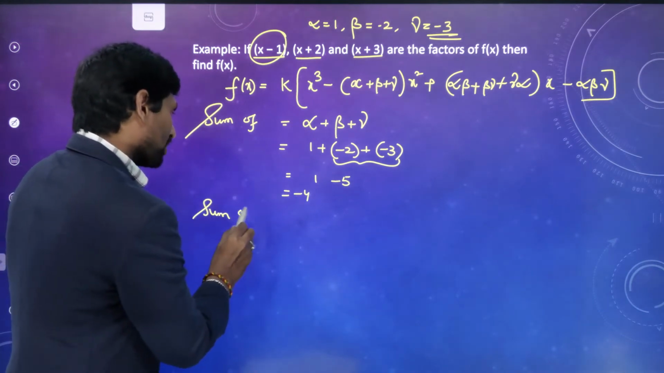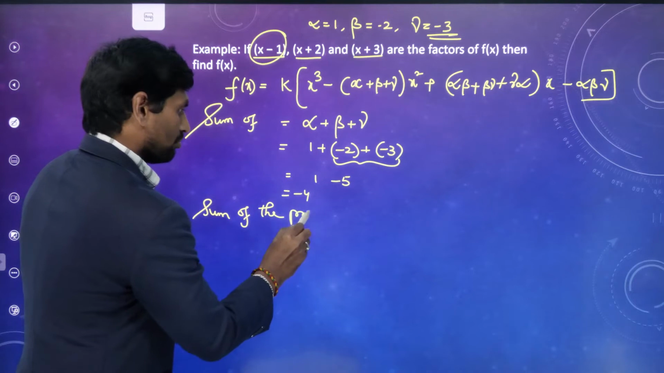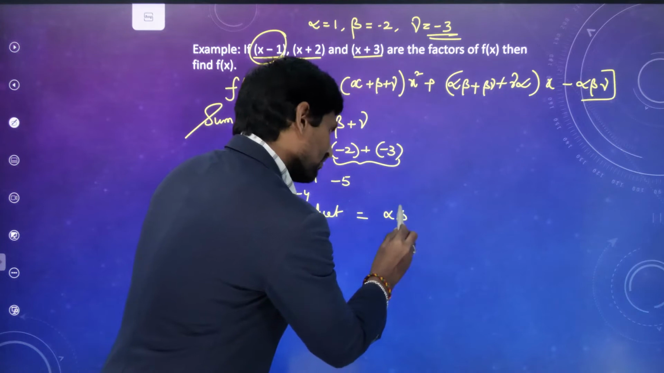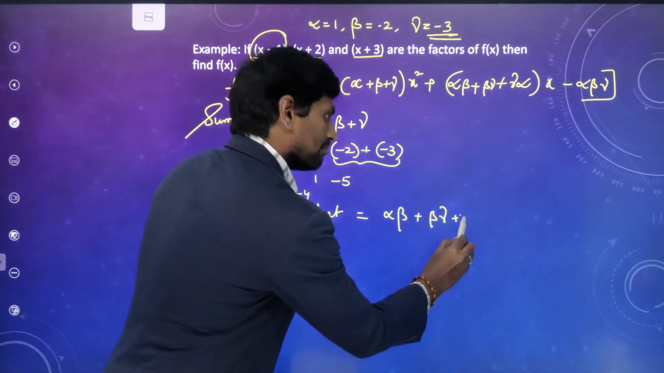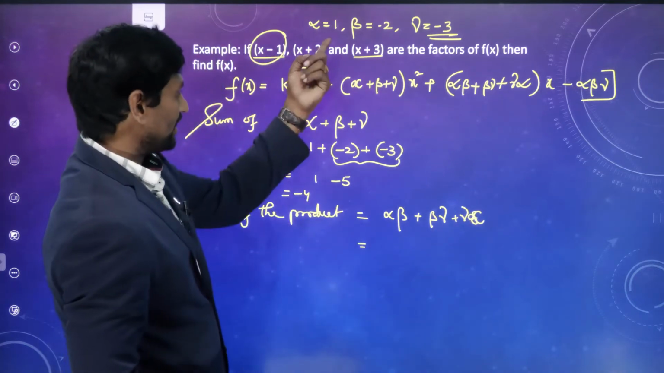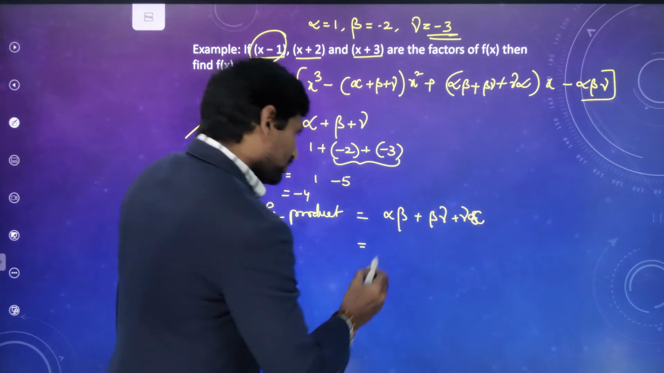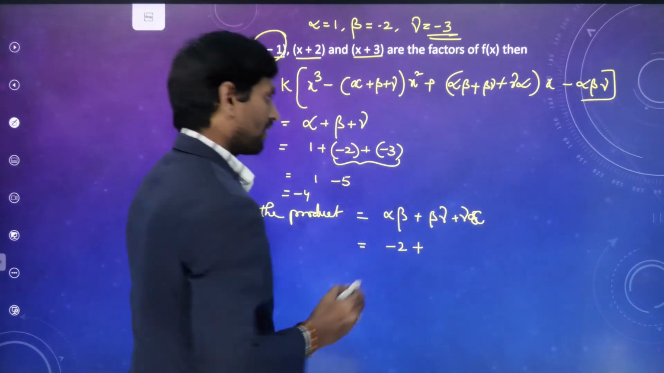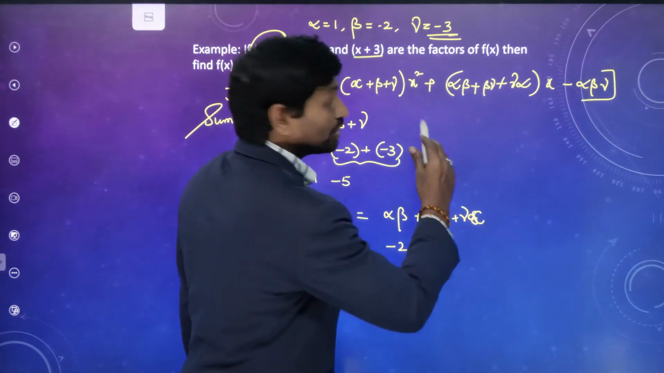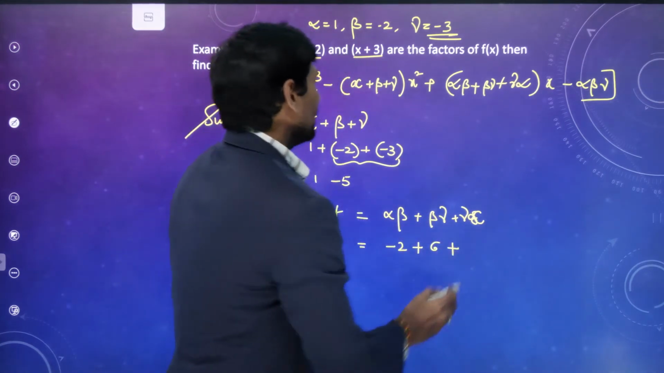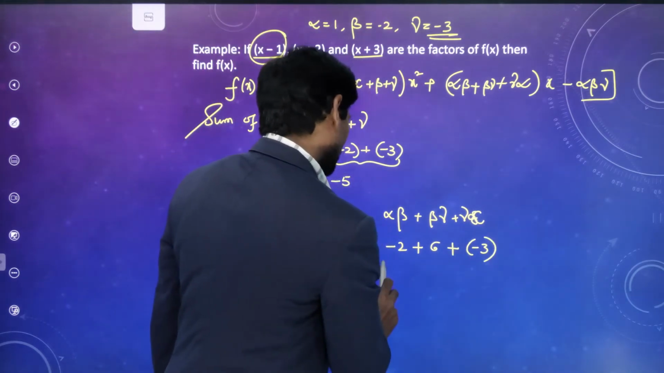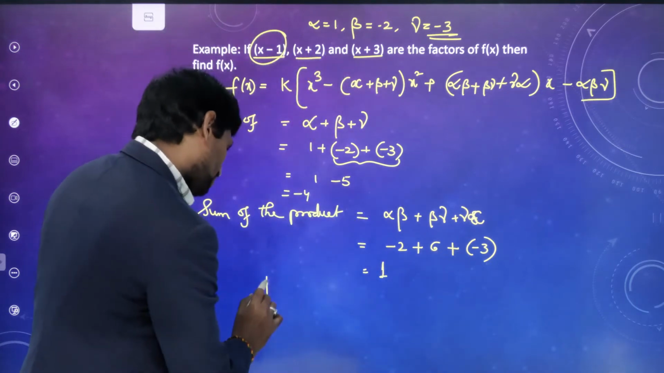Next, the sum of the product of roots. That is nothing but alpha beta plus beta gamma plus gamma alpha. Right. So alpha value 1 and beta value minus 2. 1 into minus 2 is minus 2. Beta gamma: sorry, minus 2 into minus 3 is 6. And gamma alpha: minus 3 into 1 is minus 3. So the answer is 1.